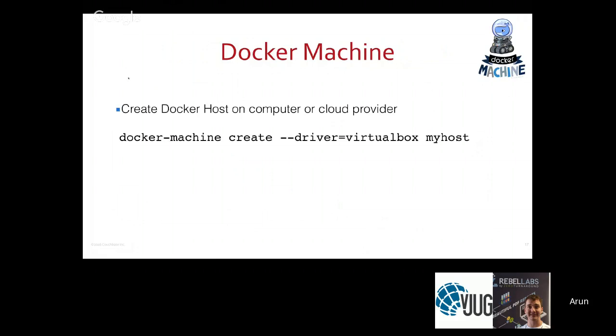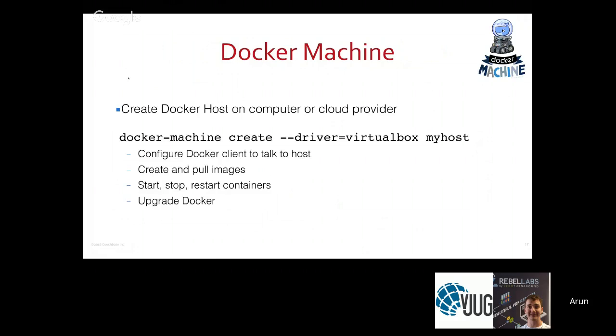If you don't have a virtual machine already created using Docker Machine, then it's very simple. You can say docker-machine create, you give it a driver, and in this case, you are using VirtualBox as the driver, and you're giving it a machine name. Once you create it, then you configure your Docker client to talk to the host, create and pull images, start, stop, restart containers, and upgrade Docker as well, because Docker has a very good cadence of releasing every 4 to 6 months. And with that, you may want to upgrade the engine version, particularly on the server side.